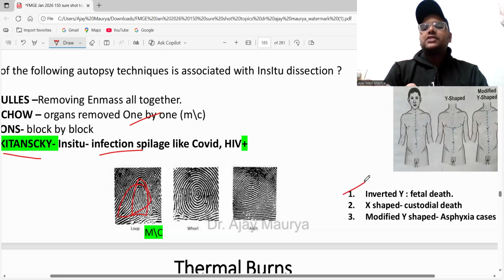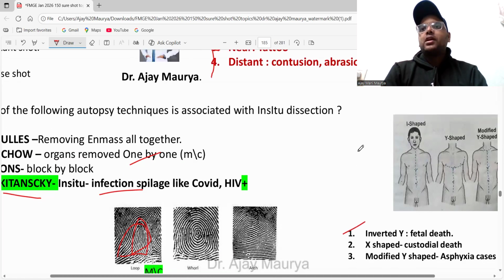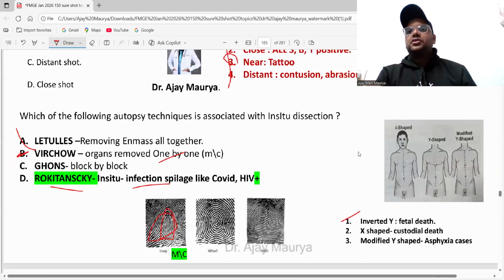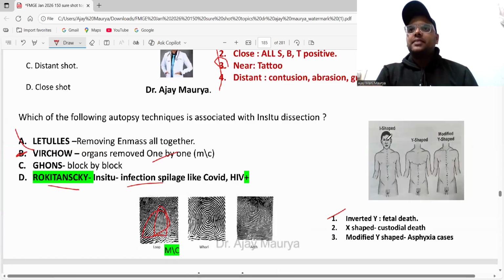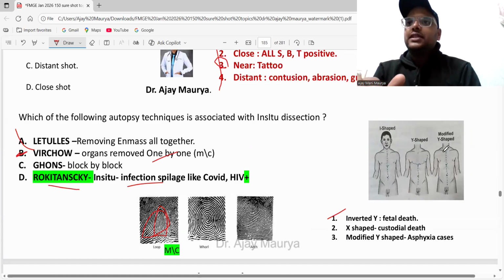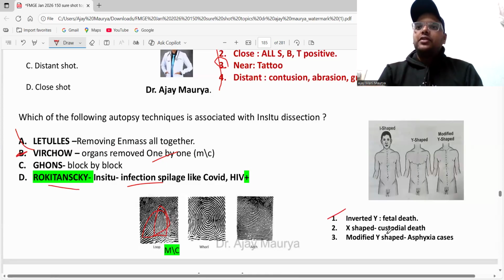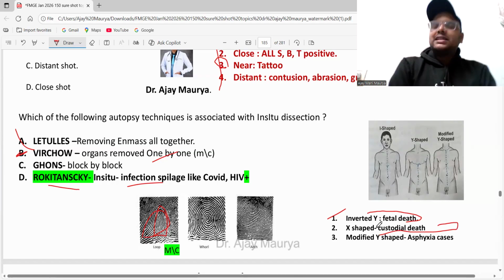Okay, the next one is types of incisions. This is the inverted Y, this is the I-shaped, this is the Y-shaped, this is the modified Y-shaped. Inverted Y-shaped we will do in the case of fetal death. X-shaped incision we will do in custodial death. Modified Y-shaped we will do in the case of asphyxia.